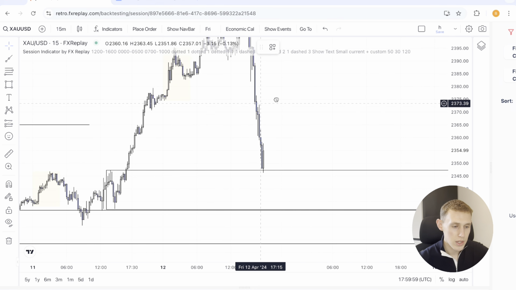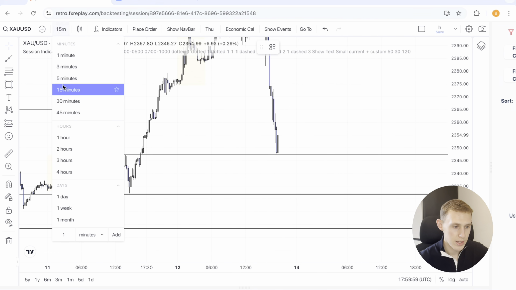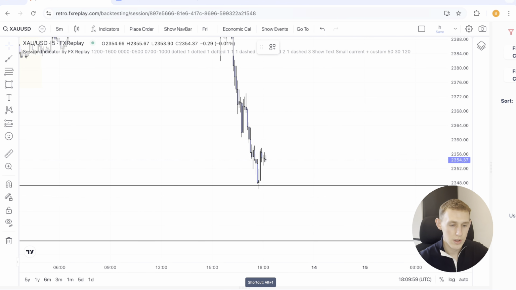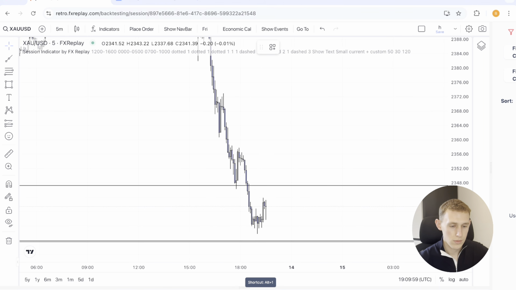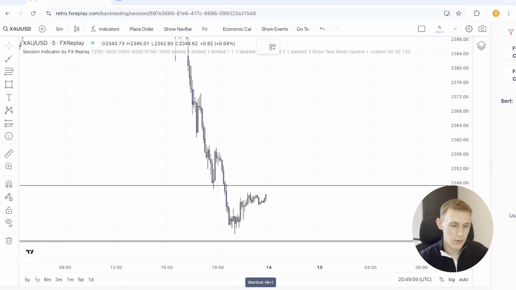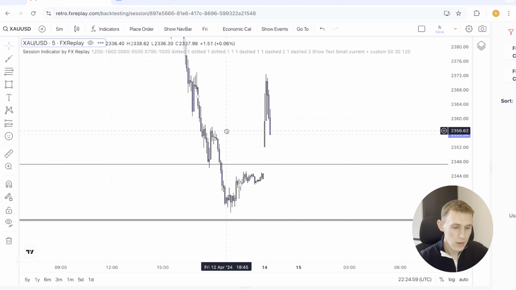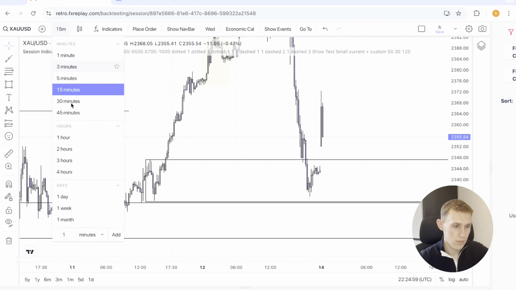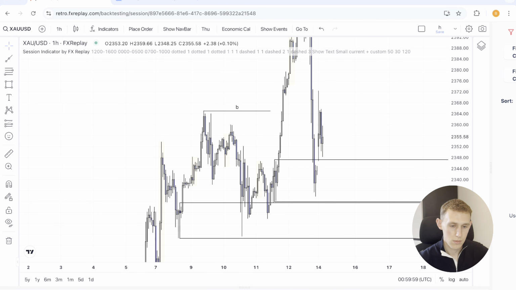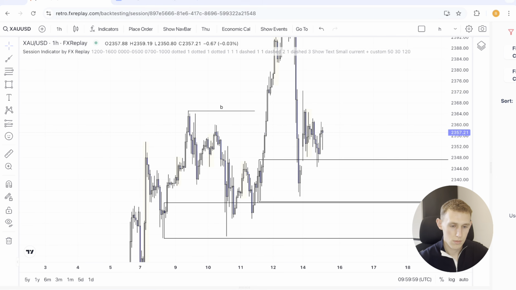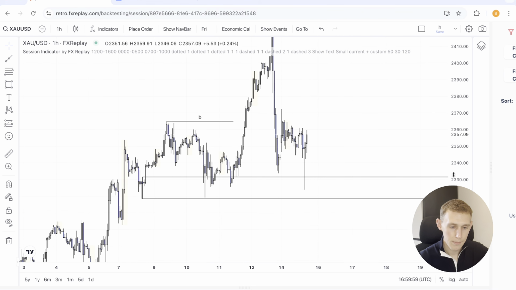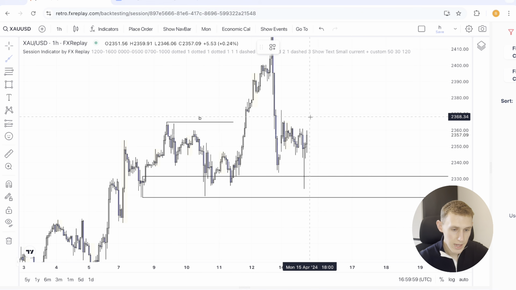But yeah, at the moment, just kind of reacting to what price shows me rather than trying to predict exactly what it's going to do. So let's see how it reacts to this area. Nothing just yet in terms of confirmation. Right, okay, there we go. So price has come down. I'm liking this reaction at the moment.